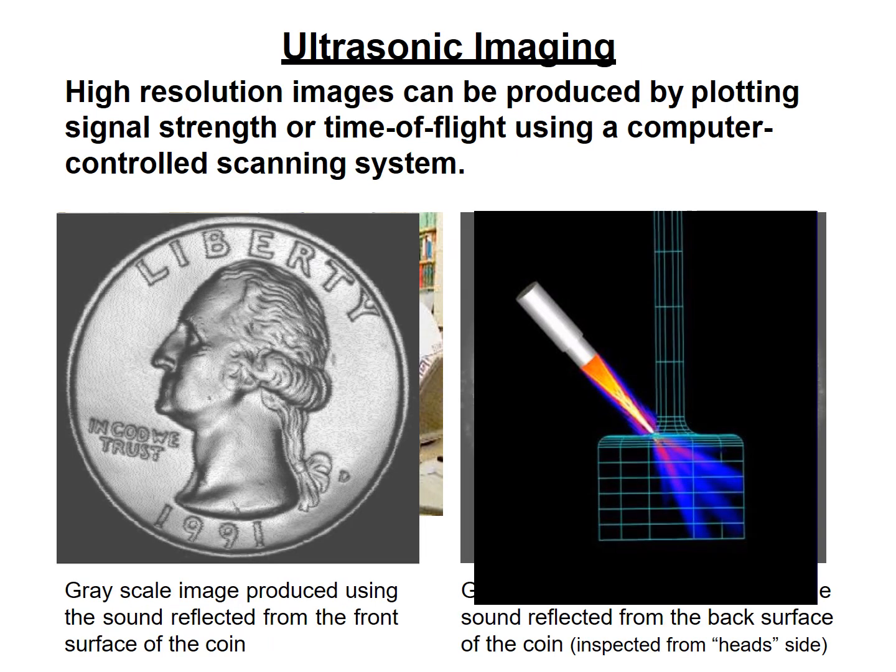These ultrasonic images can be produced by plotting signal strength or time of flight using a computer controlled scanning system. The left side one is the grayscale image produced using the sound reflected from the surface of a coin, and the right one is the reflected image coming out from the system.